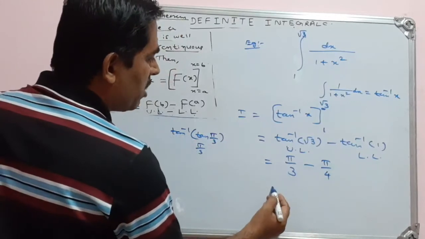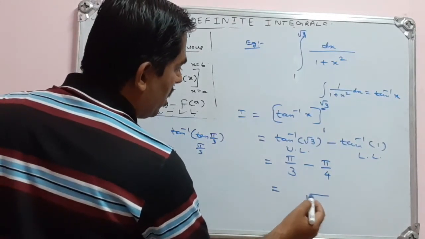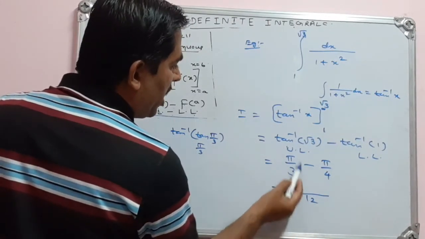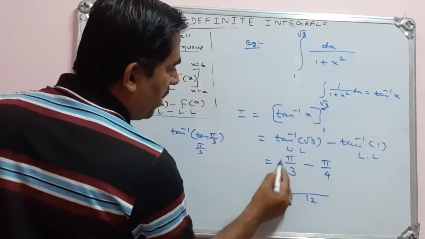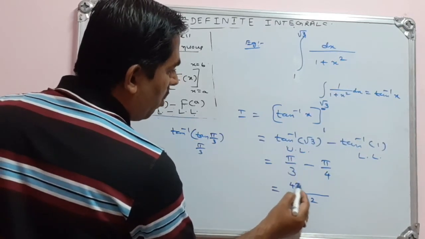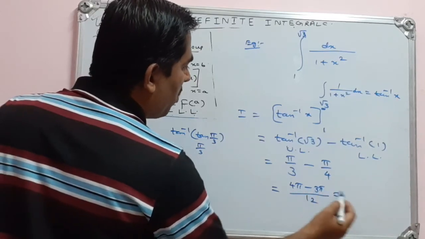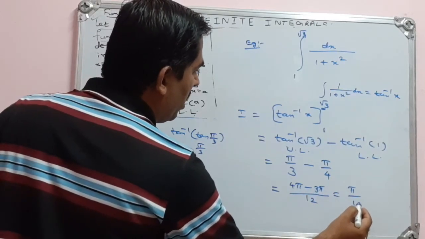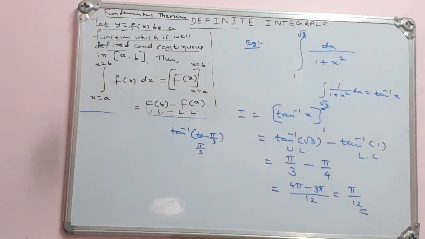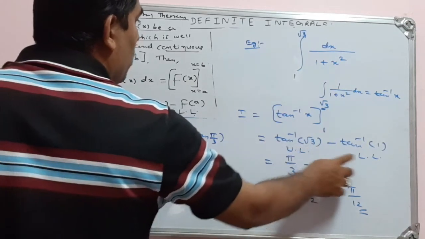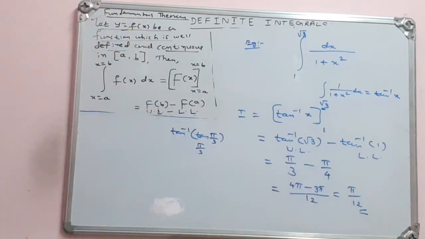So pi by 3 minus pi by 4. Take the LCM, which is 12. Then multiply every term by the LCM. So pi by 3 into 12 will be 4 pi, minus pi by 4 into 12 will be 3 pi. 4 pi minus 3 pi, that is pi by 12. So this will be our final answer. Here we have a direct formula for integration of 1 by 1 plus x square, that is tan inverse x. Substitute the upper limit and lower limit, and calculate the values.